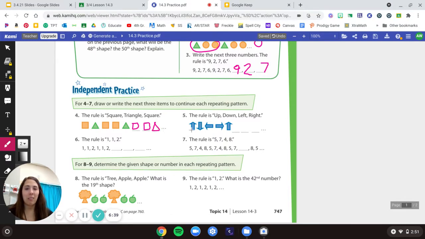All right, so this time we have up, down, left, right. So now we have an up. The next one would be down, then left, and our last one should be a right.